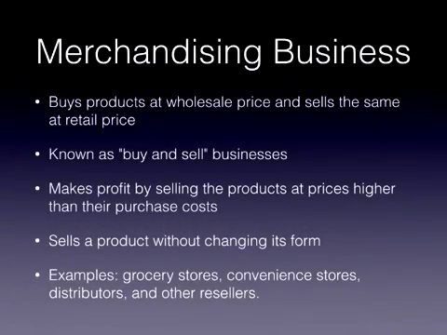Second is merchandising business. This type of business buys products at wholesale price and sells the same at retail price. They are known as buy and sell businesses. They make profit by selling the products at prices higher than their purchase costs. A merchandising business sells a product without changing its form. Examples are grocery stores, convenience stores, distributors, and other resellers.